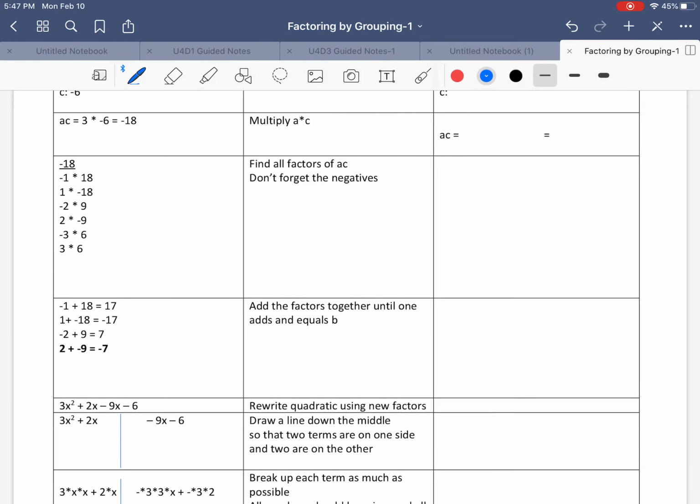Now once you have that number, ac, you need to come up with all of the factors that multiply to give you that number. So for example, with -18, you have -1 times 18 and 1 times -18, -2 times 9, 2 times -9, -3 times 6, and 3 times -6. So for your ac, figure out what all of the numbers are that multiply and give you ac.